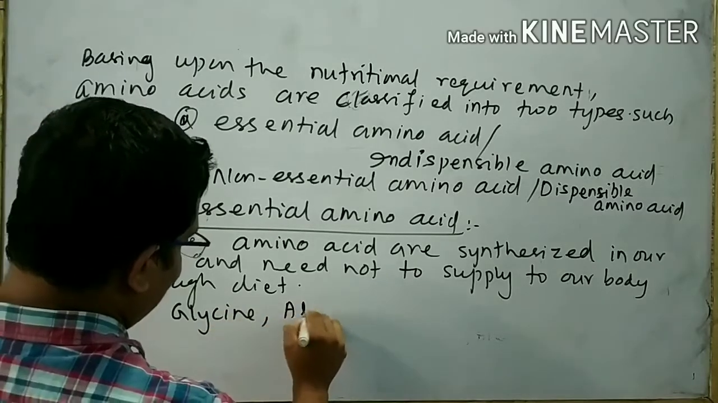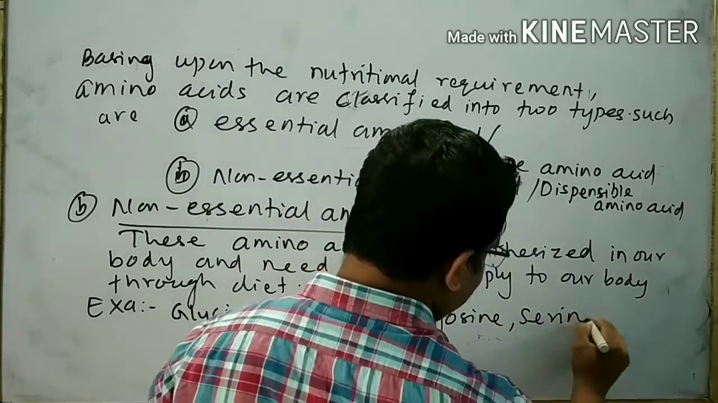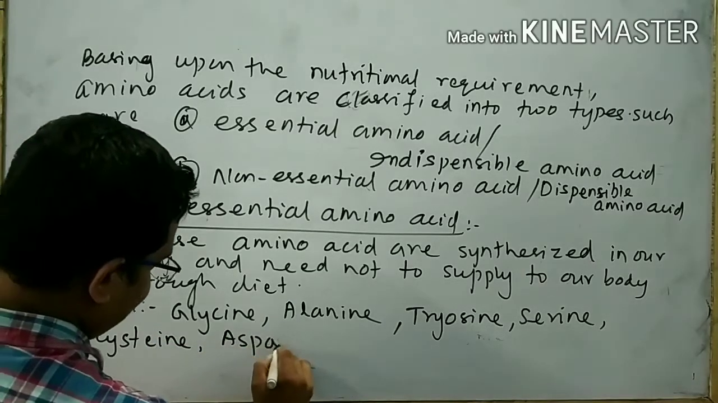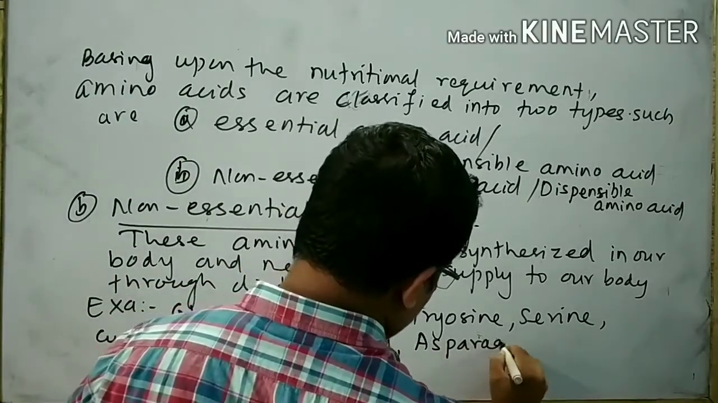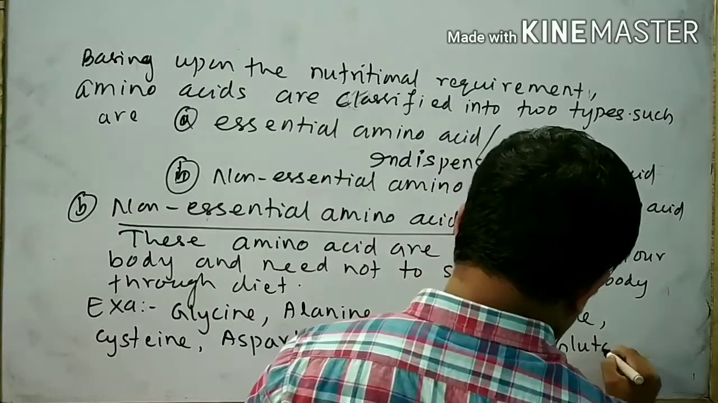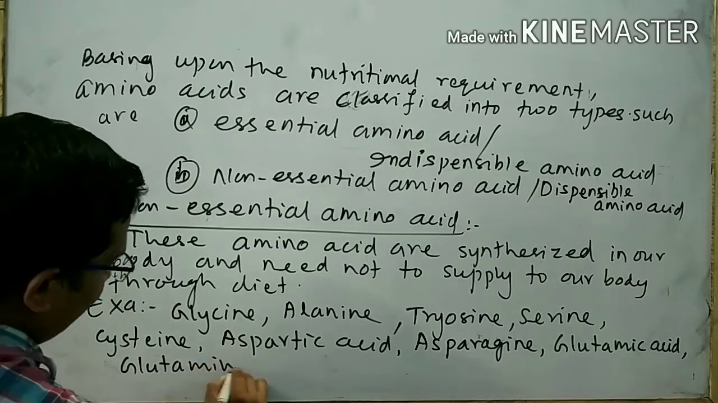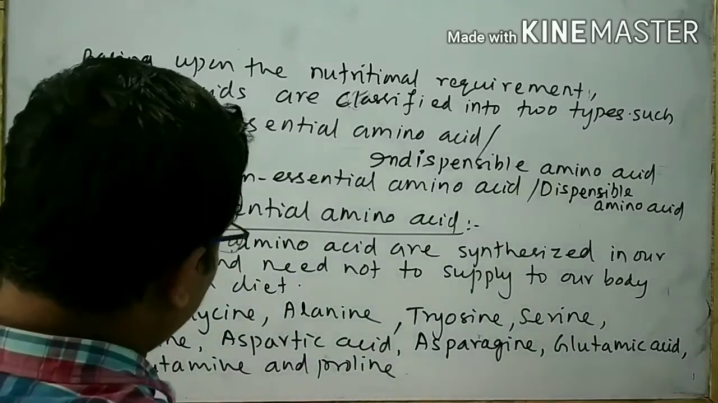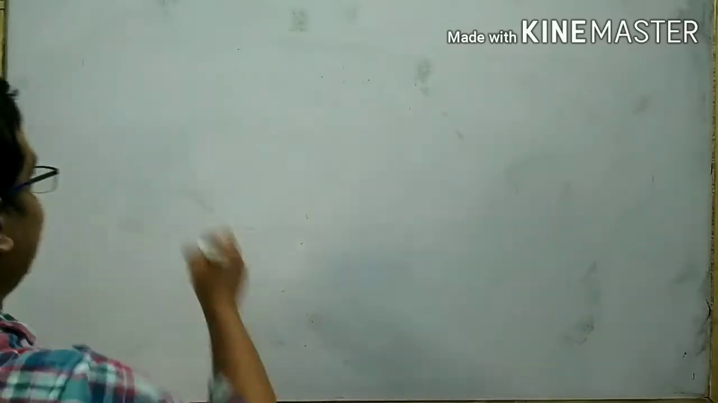The examples of non-essential amino acid are glycine, alanine, tyrosine, serine, cysteine, aspartic acid, asparagine, glutamic acid, glutamine, and proline. These are the non-essential amino acid. This is all about your classification of amino acid. Next, I will discuss the function of essential amino acid.